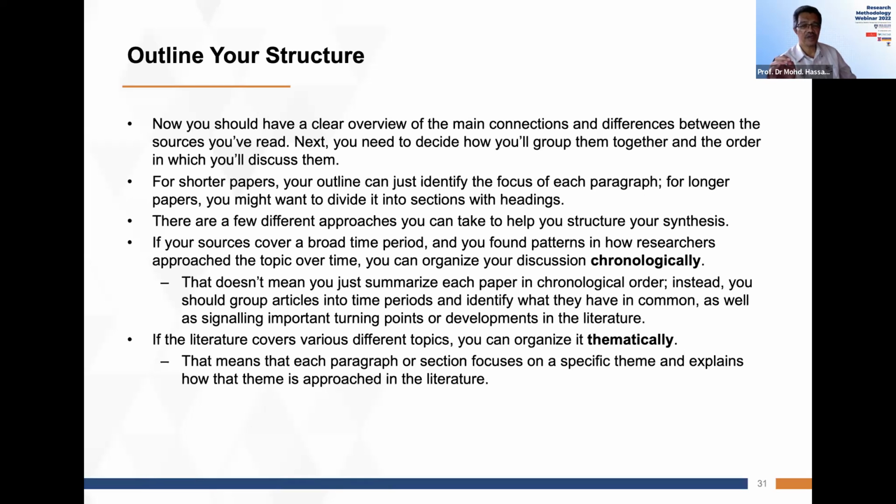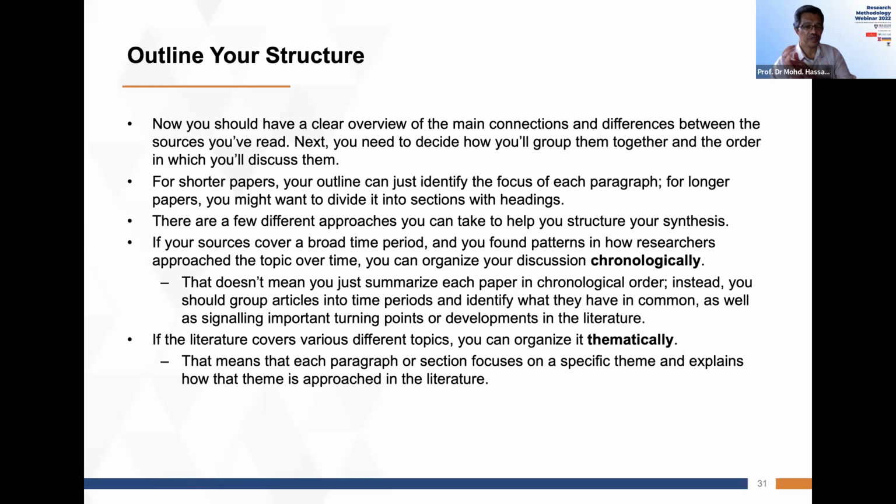Now, you should have a clear overview of the main connections. As you read your literature, you have to see what the connections are between the various articles you have read, and the differences between the sources. Now you need to decide how you group them together, and the order in which you'll discuss them. So you've got to decide what you're going to do next. I've seen the differences between these sources, what the similarities are, what similar things they talk about. And now how do I go about organizing and writing them?